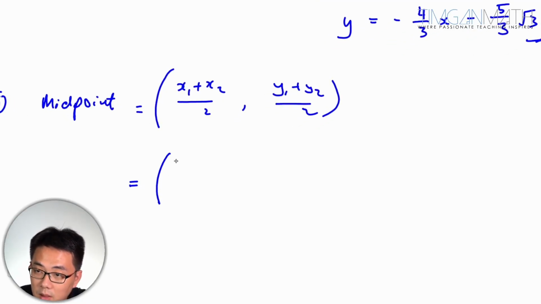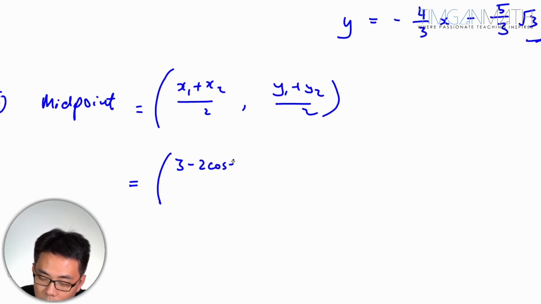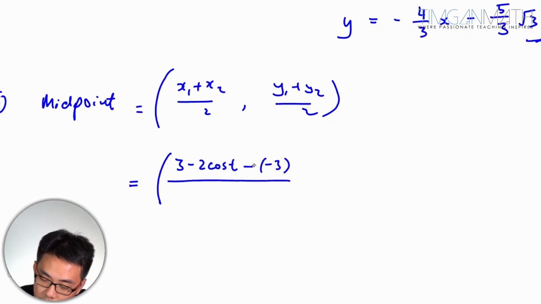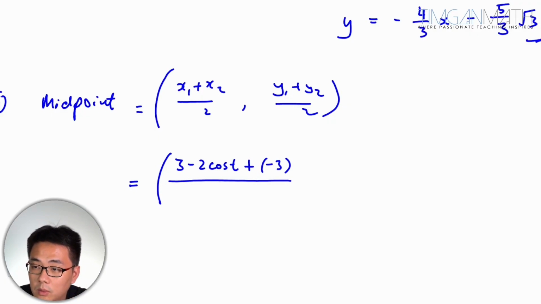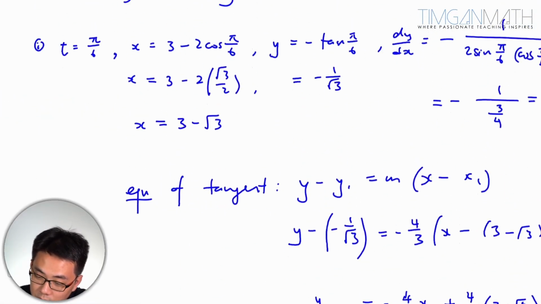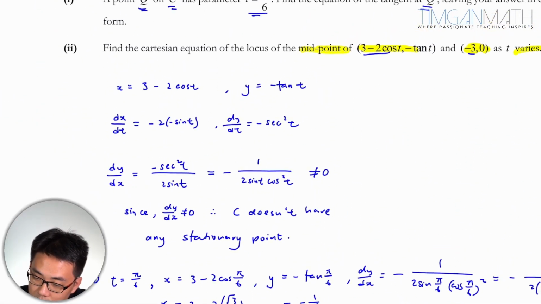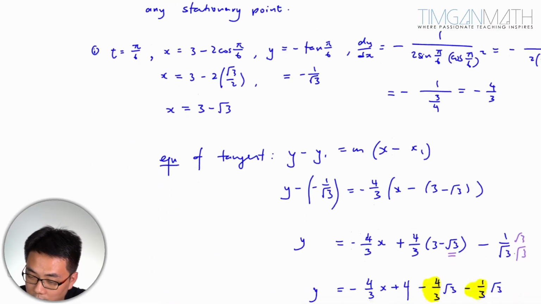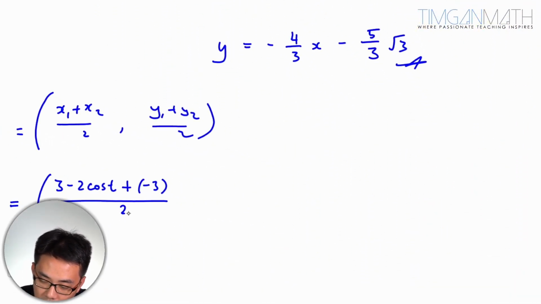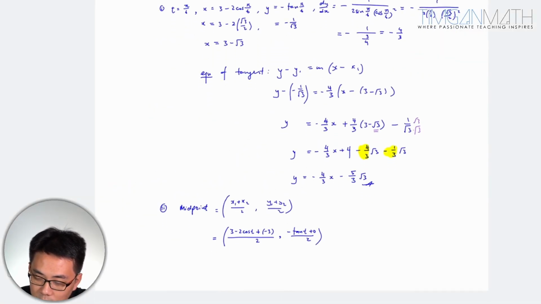So this is 3 minus 2 cos t plus the other x value, you just take this and add with this one, then divide by 2. And for y, negative tangent t plus 0, divided by 2. Okay, so there you go. This is it.